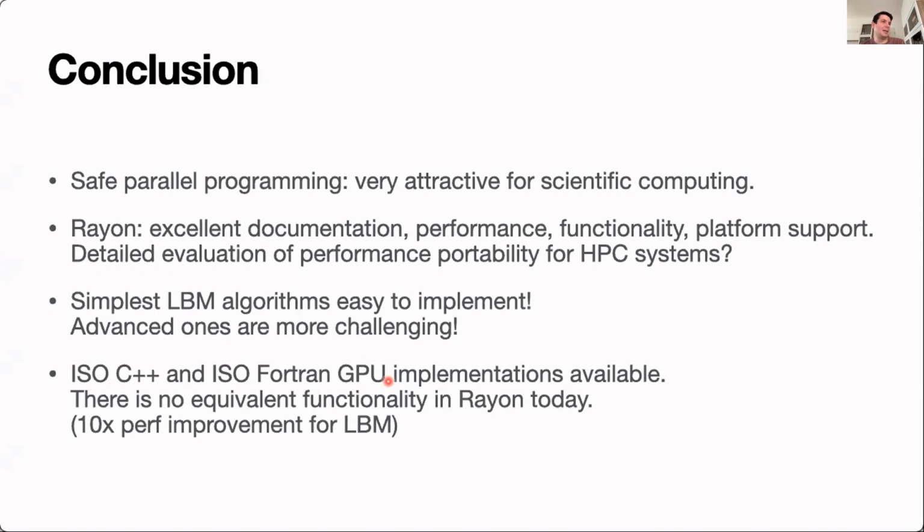I haven't seen yet a detailed evaluation of performance portability for HPC systems, similar to what I did before about how much percentage of the peak we achieve on all of these modern HPC systems. But on the systems I tried, the performance is excellent. And with respect to Lattice Boltzmann, the simplest algorithms are very easy to implement.